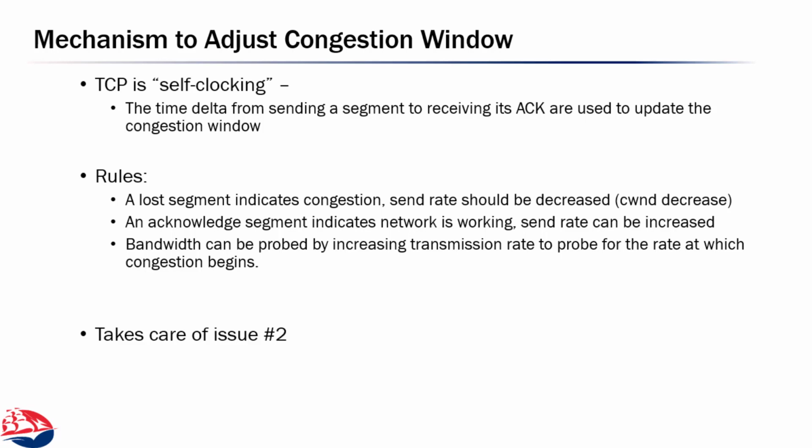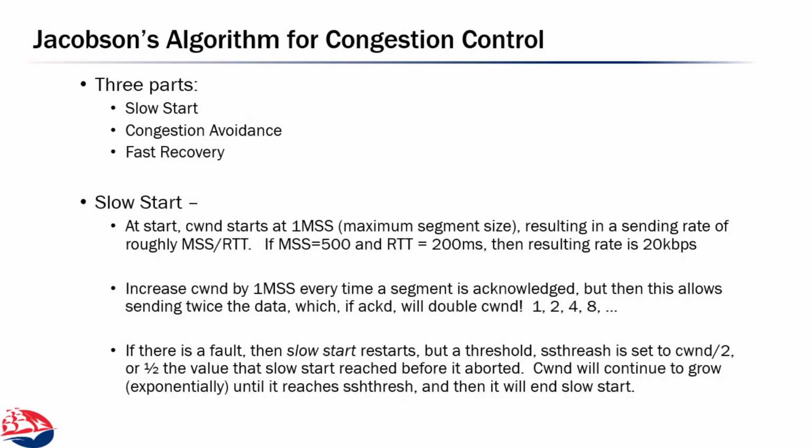So these are the mechanisms that we're going to have to understand what congestion is present. And now all we need to do is take these observations and turn them into a formula to revise the size of the congestion window. And that's the work of Jacobson. So Jacobson's algorithm for congestion control has three parts.